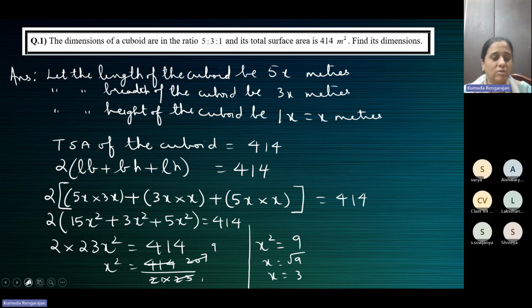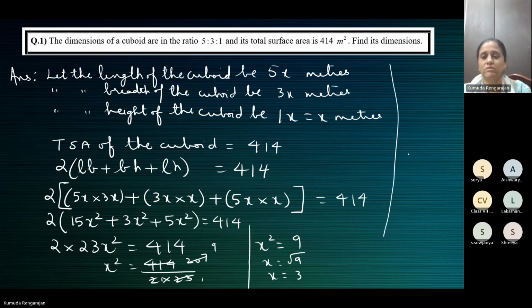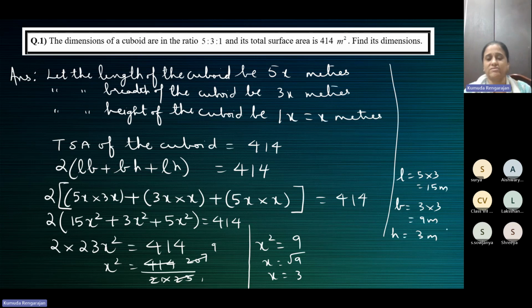Very good. So now length, breadth, and height. L is equal to 5 into 3, 15 meters. Correct. B is equal to 3 into 3, 9 meters. And H is equal to 3 meters, that is x. Anyone, if you've made any careless mistake, please repeat your answer.